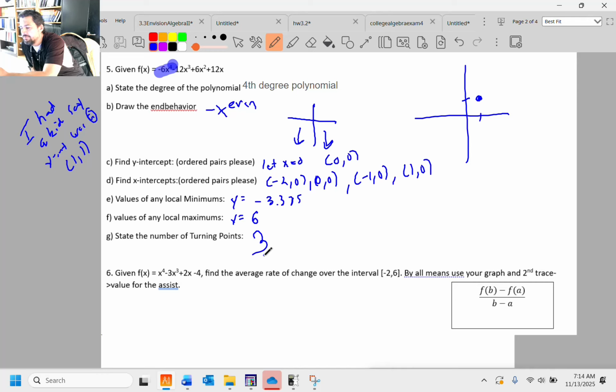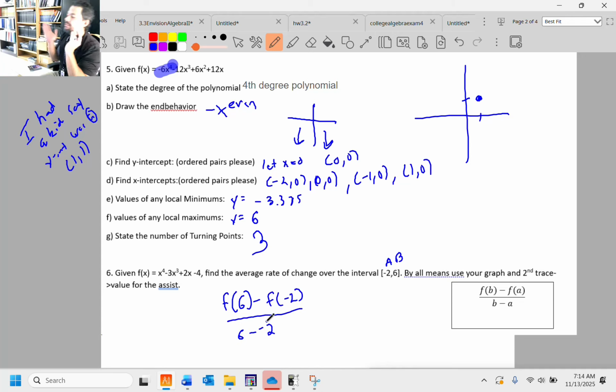Average rate of change. Milbrath was nice enough to give you the formula. This is A, this is B. And again, I had kids stop after they wrote this. Is this right? Yes, this is right. They stopped because after Algebra 1, you didn't know what f notation was.